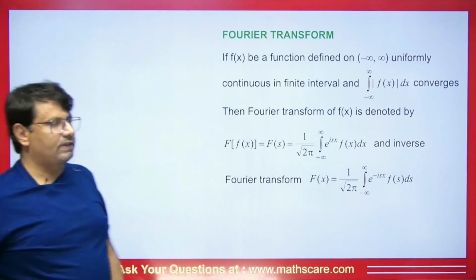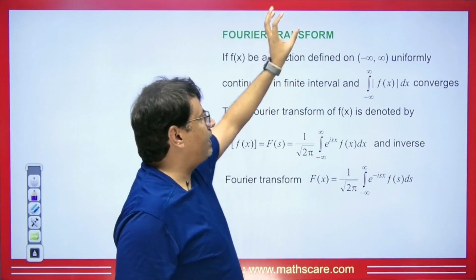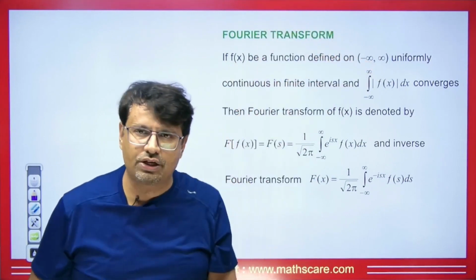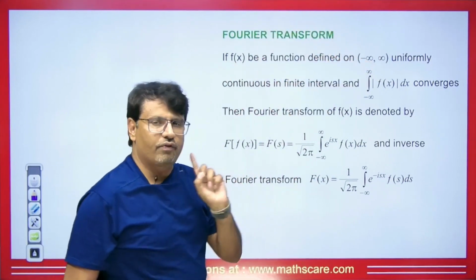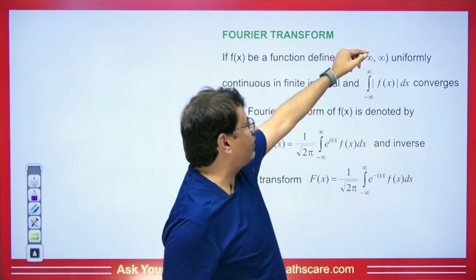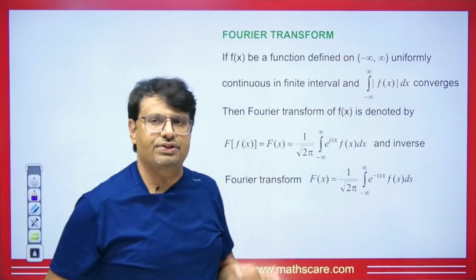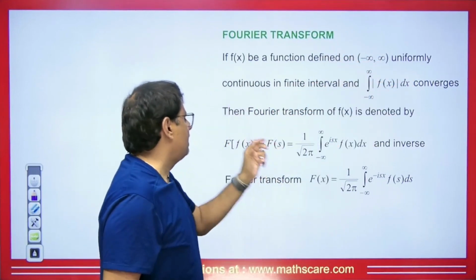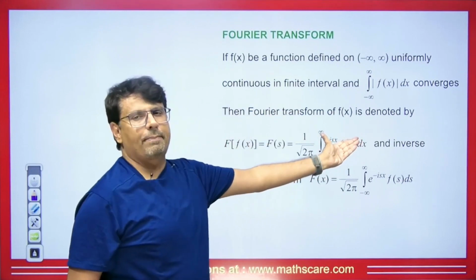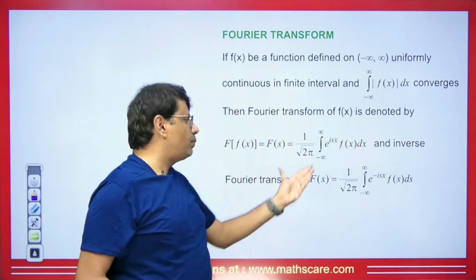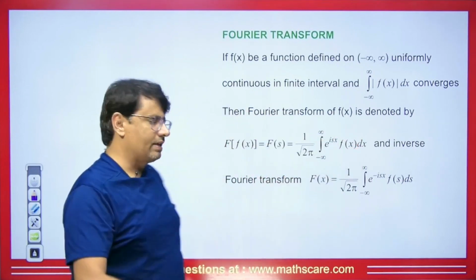So, what I have explained to you was that the function f(x) should be defined from minus infinity to infinity. This should be uniformly continuous in the finite interval, and the integral of mod f(x) dx from minus infinity to infinity should converge here. If this happens, then its Fourier transform is calculated like this, and its inverse Fourier transform is calculated in this way. Clear? This is how we solve it.